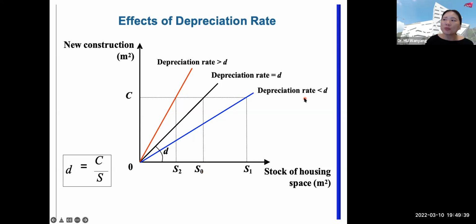But let's assume the depreciation rate is lower. Even with the same level of new construction, we will have more housing stock. So how we determine the depreciation rate is very important. It helps us understand how new construction is converted to the housing stock.